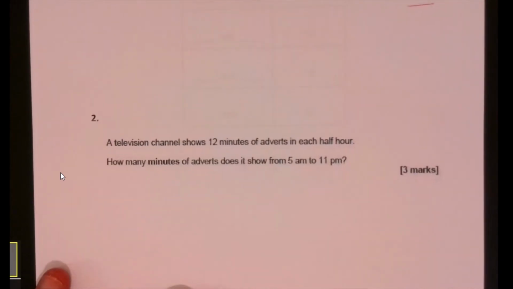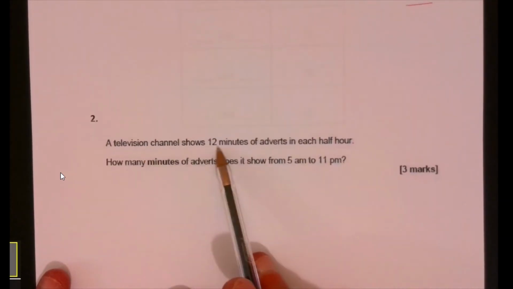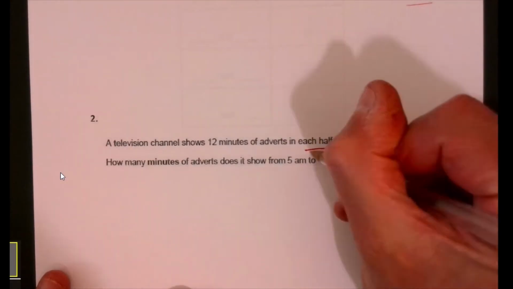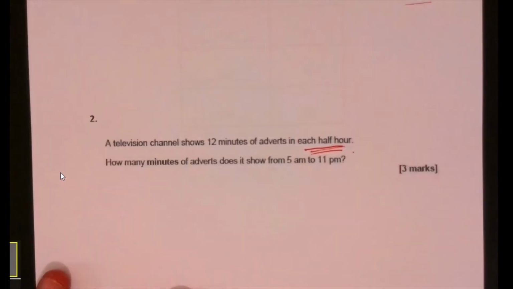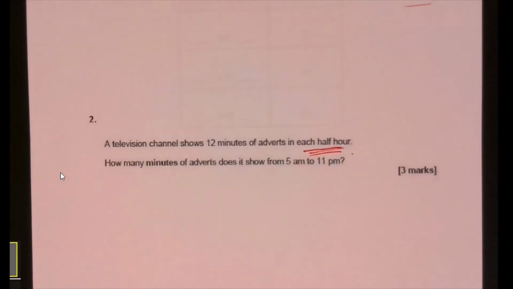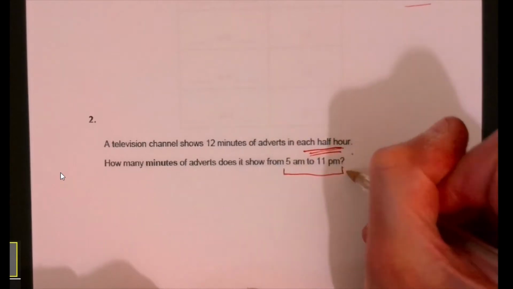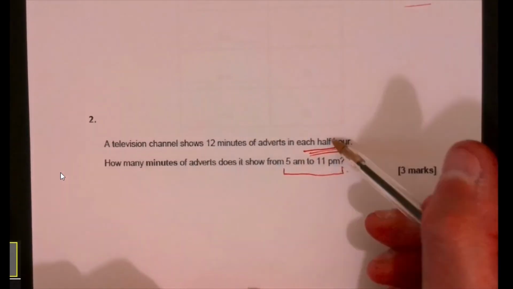Okay, number 2. A television channel shows 12 minutes of adverts each half hour. Key bit there, each half hour. I nearly missed that. That's quite a lot, isn't it? 12 minutes of adverts every 30 minutes. That's loads. The easiest thing to do here is it goes from 5 in the morning to 11 p.m. So how many half hours have you got?